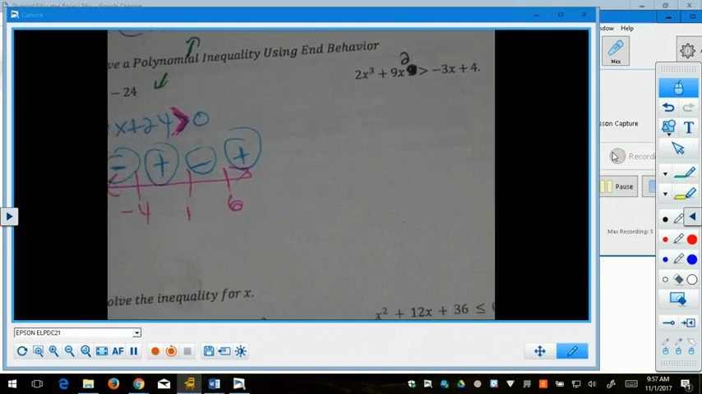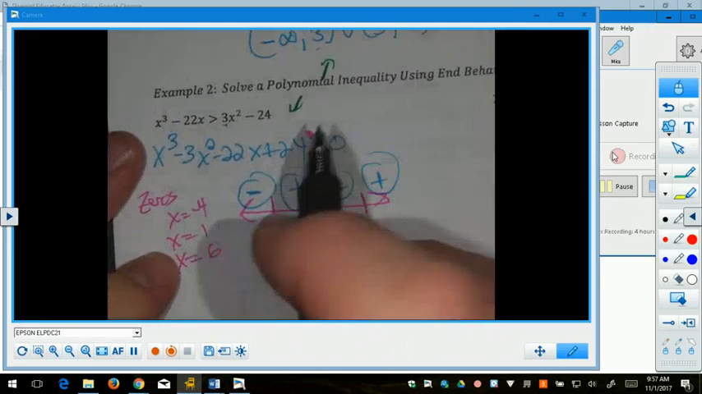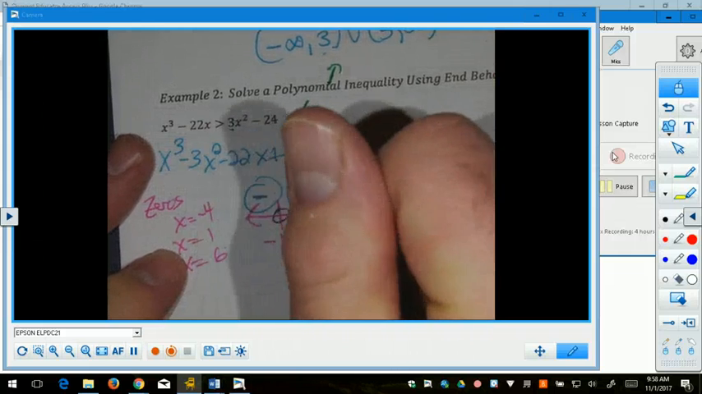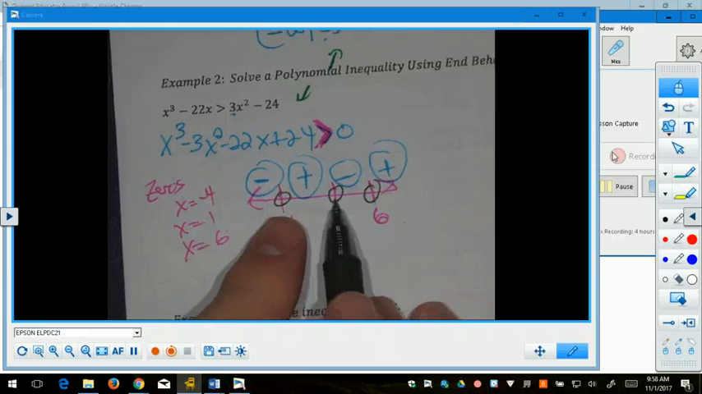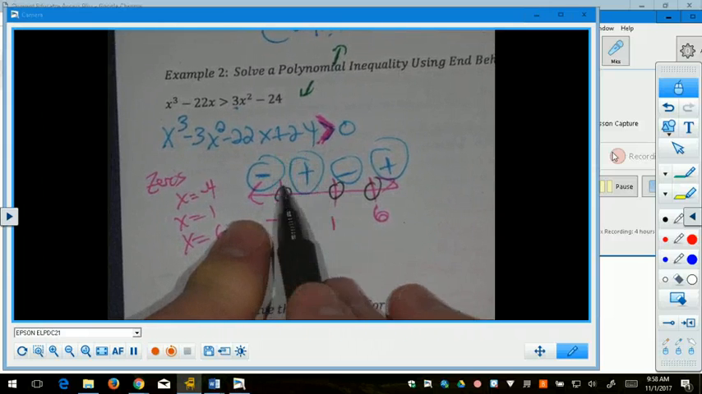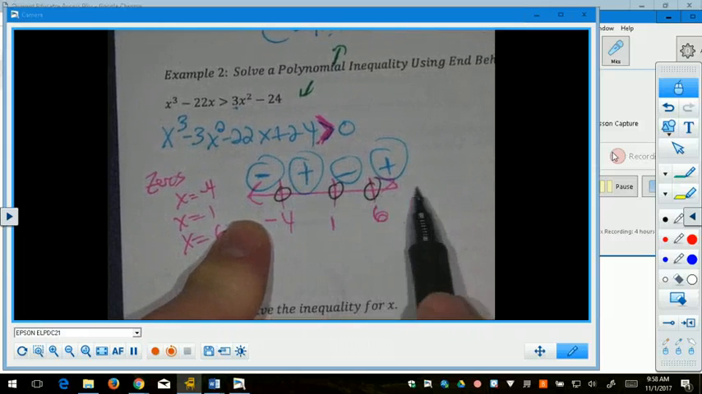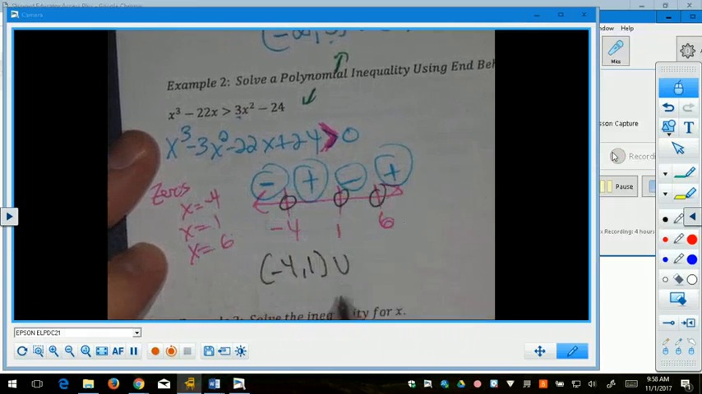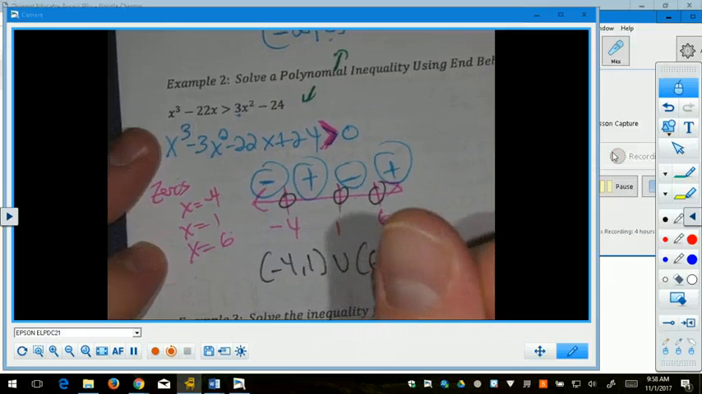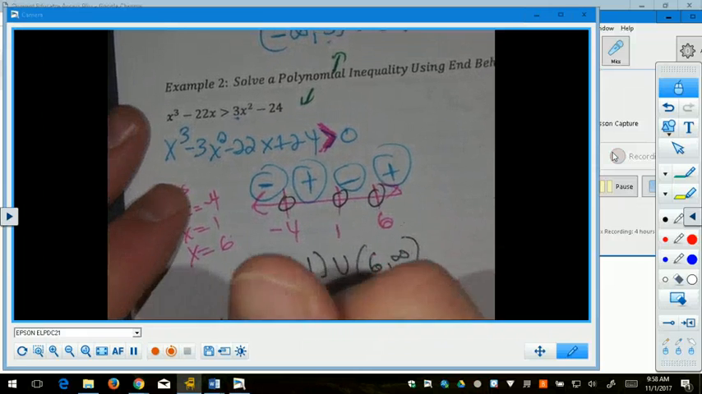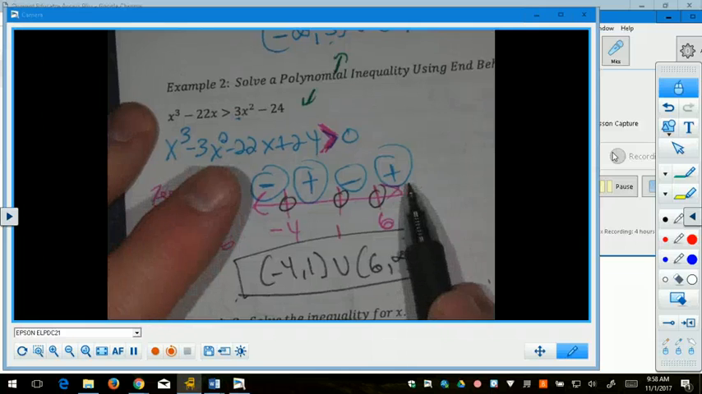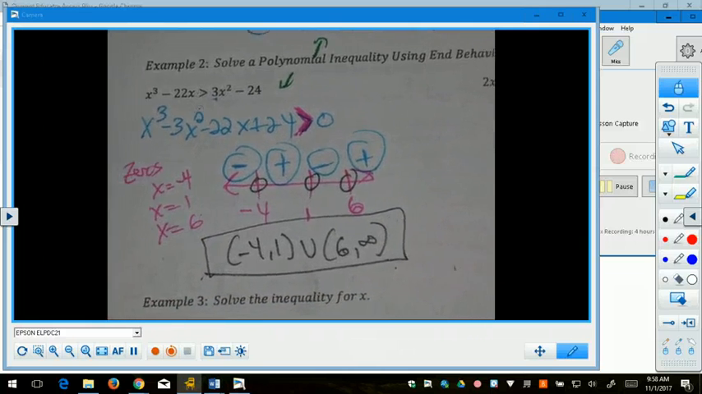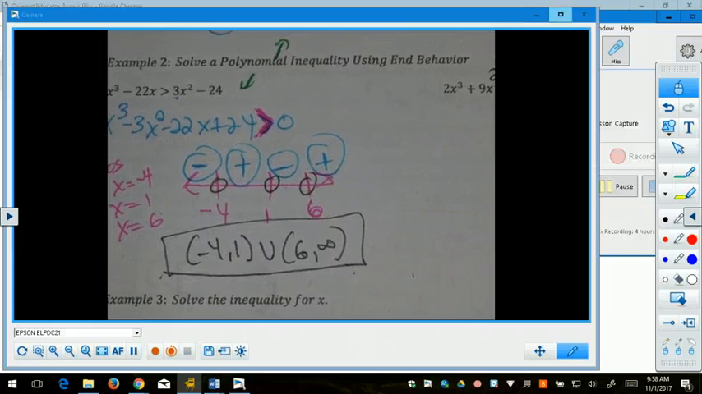Oh, I didn't answer the final problem. Whoops. So they asked, when is it strictly greater than? So it does not include my zeros. Well, that's going to be 2 intervals. From -4 to 1, the graph is above the x-axis, and to the right of 6. So -4 to 1 joined with 6 to infinity. So there's my final answer, and the work that supports that answer is my sign chart. Give that a try for the next problem.